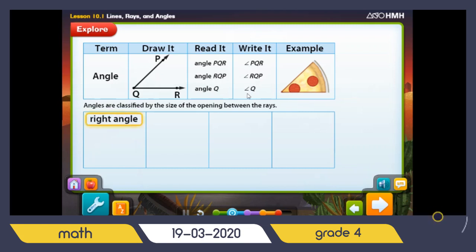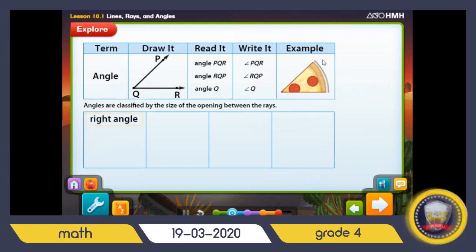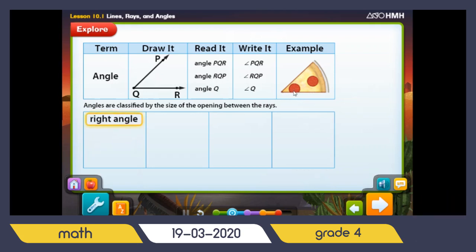If I want to give an example from daily life, we can give an example, a slice of pizza. It looks like an angle. So after this example, just think about the shapes, angles. There are kinds of angles in accordance with the size of the opening between the rays. Remember rays, there was an endpoint and one of them is an endless point. So ray QP, ray QR.